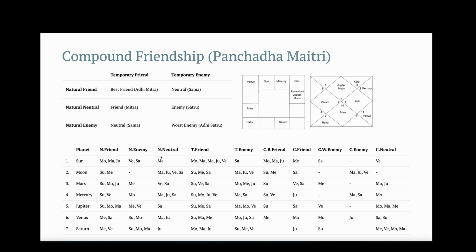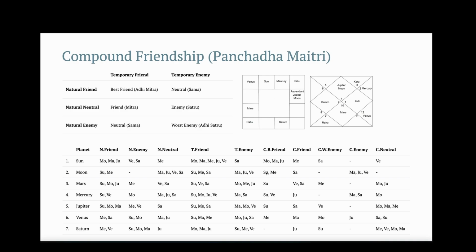Based on this compound friendship rule, we look into the natural friendship and temporary friendship, and then calculate the compound relationship. I've calculated the compound relationships of all the planets. For example, for the Sun, the best friends are Moon, Mars, and Jupiter, Mercury is just a normal friend, and Saturn is the worst enemy. The Sun doesn't have any normal enemy, and Venus is neutral for Sun.